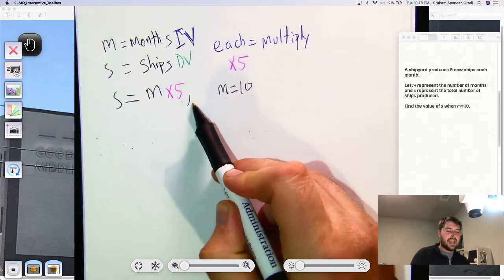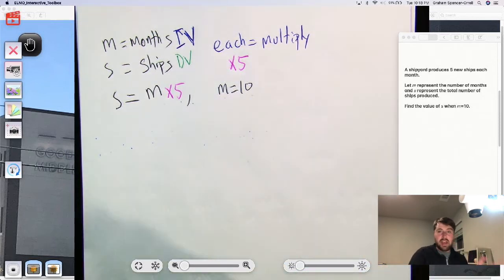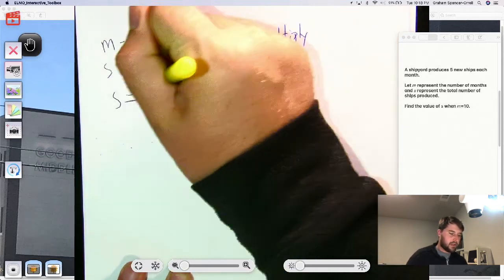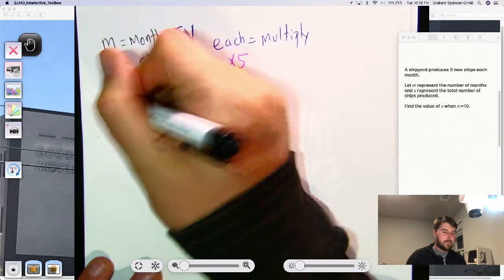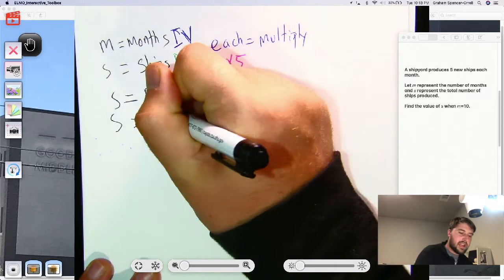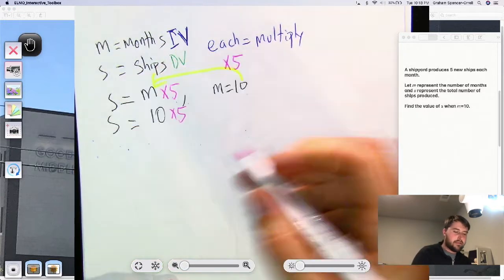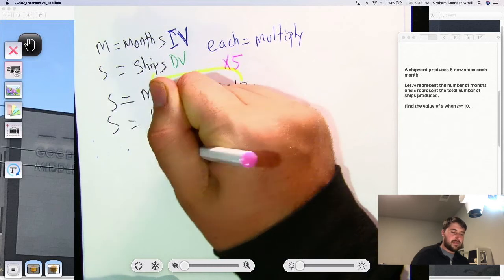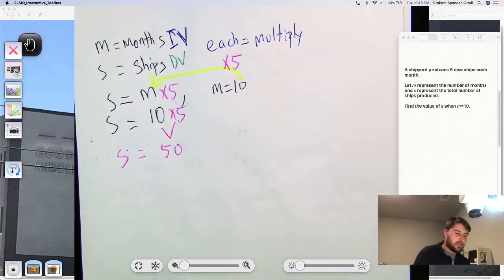So S equals M times 5 when, that comma just means when, just a math way to say when, M equals 10. So then our next step, of course, is just going to be to substitute back in our 10 for M. We're going to put our 10 in for M. I'm going to say S equals 10 times 5. And I know that 10 times 5 is 50. So S equals 50. All right.